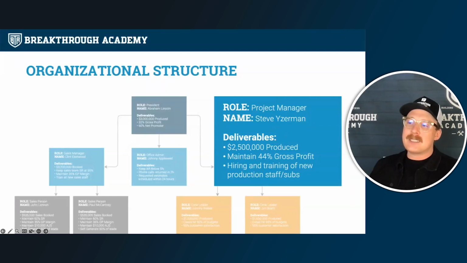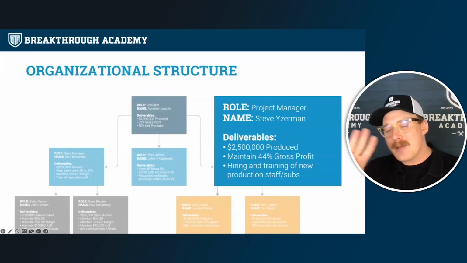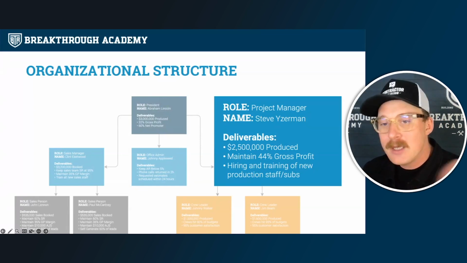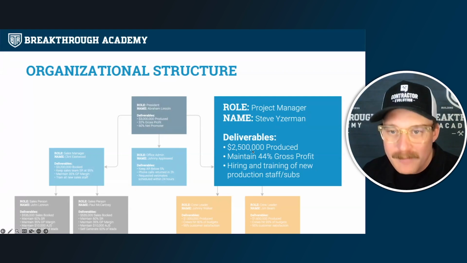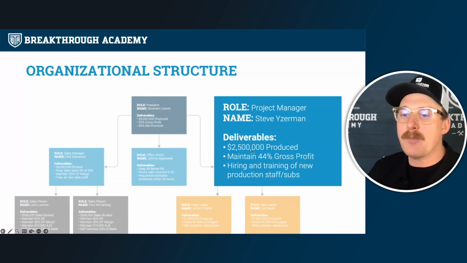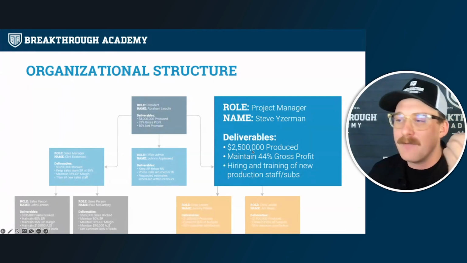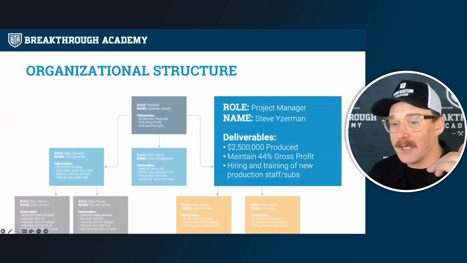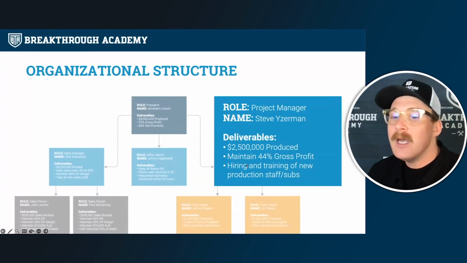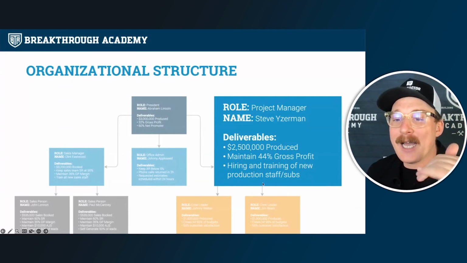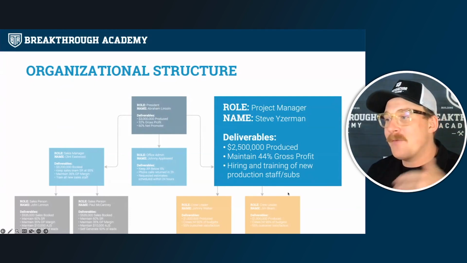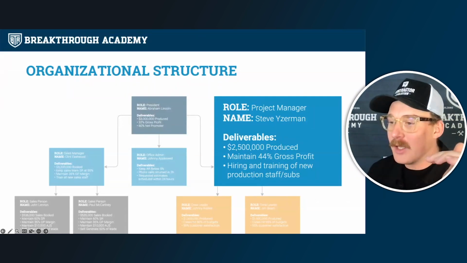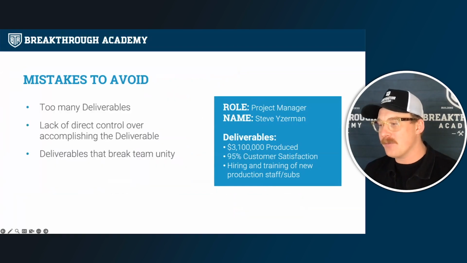Generally speaking, when we set deliverables, we want to have a focus on 3 main things. One is volume. So you need to produce a certain amount. Steve Eiserman here, the project manager in this pretend business, he's expected to produce 2.5 million in revenue. That is a volume goal. He's also expected to maintain a 44% gross profit margin. That is a profit goal. He's also expected to hire and train new production staff, which leads to better quality scorecards with clients. That is a quality goal. You want some semblance of all 3 in those.